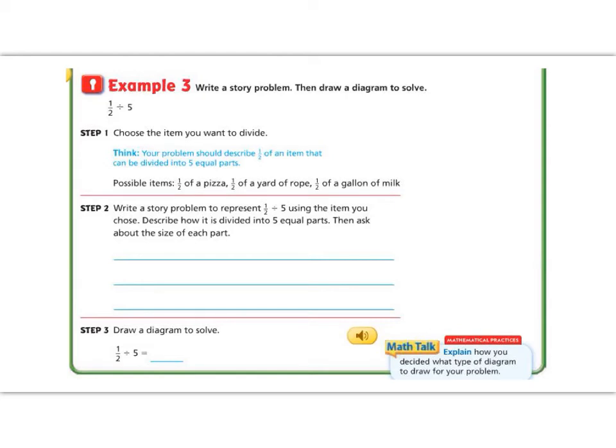Example 3 has us writing another story problem. This time we're dividing half into 5 pieces. Choose the thing we want to divide. So let's say I have half of a pie. We're going to have dessert. Half of a pie. So I have 1/2 of a pie. Now it says, write your story problem and represent 1/2 divided by 5. Make sure that we describe why it's being split into 5 pieces, and then ask about the size of each piece.